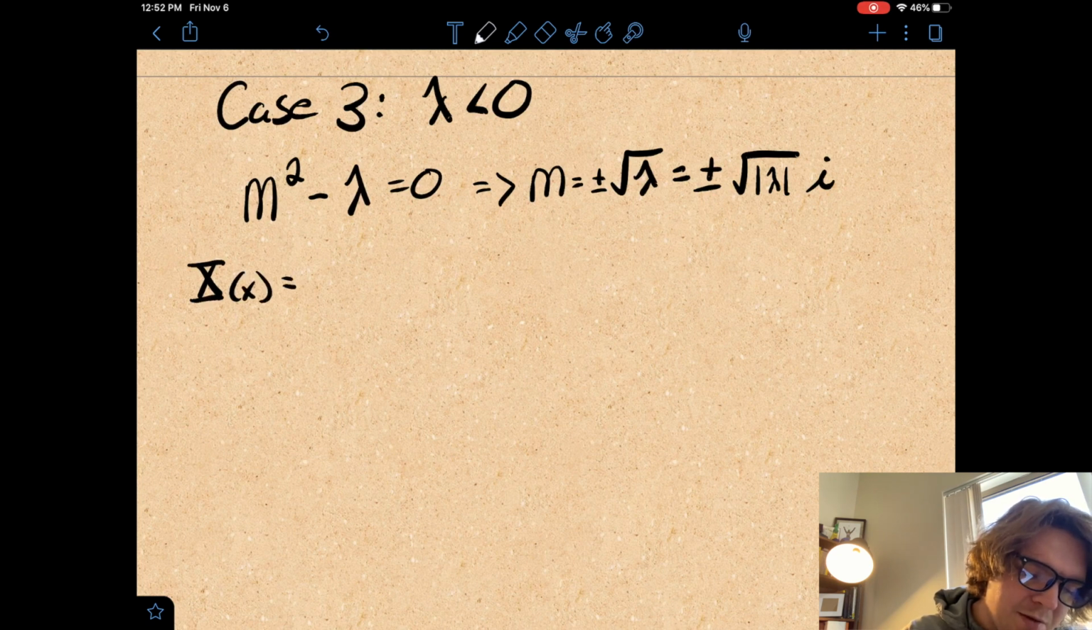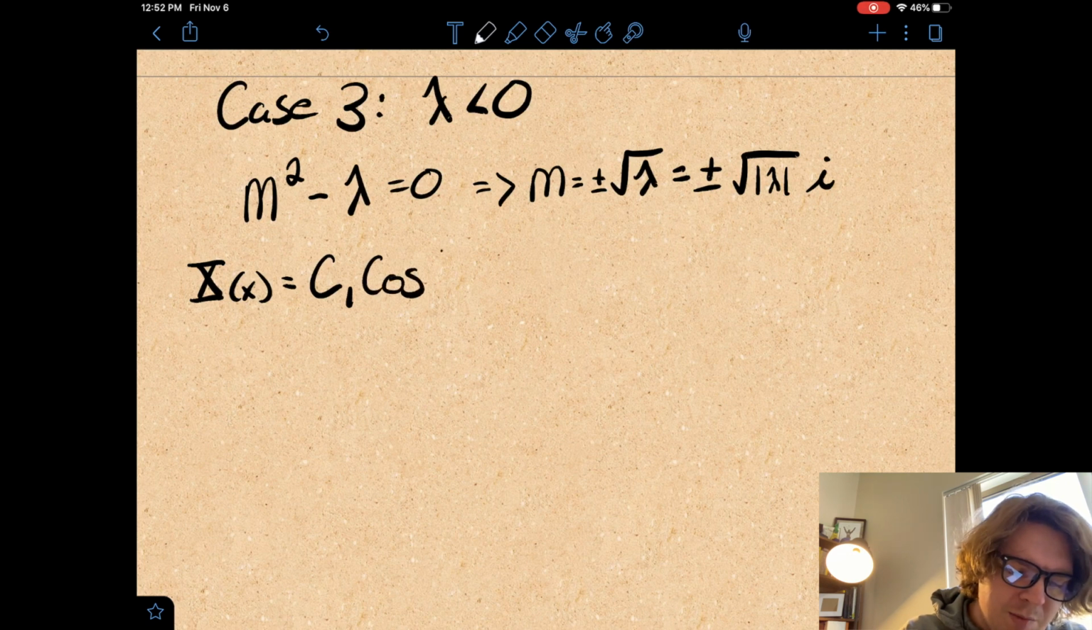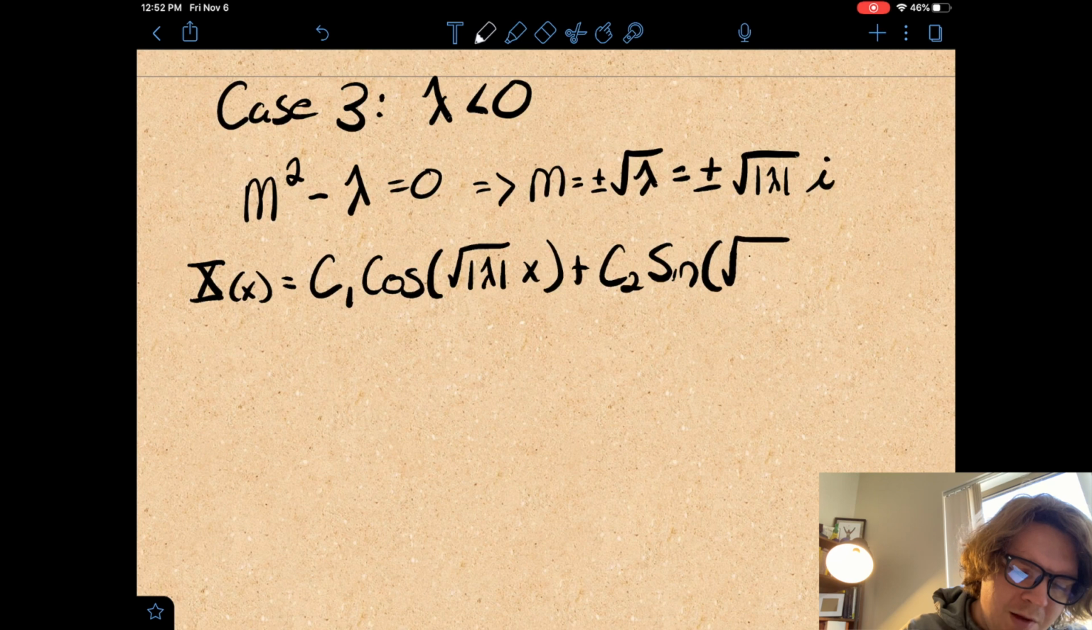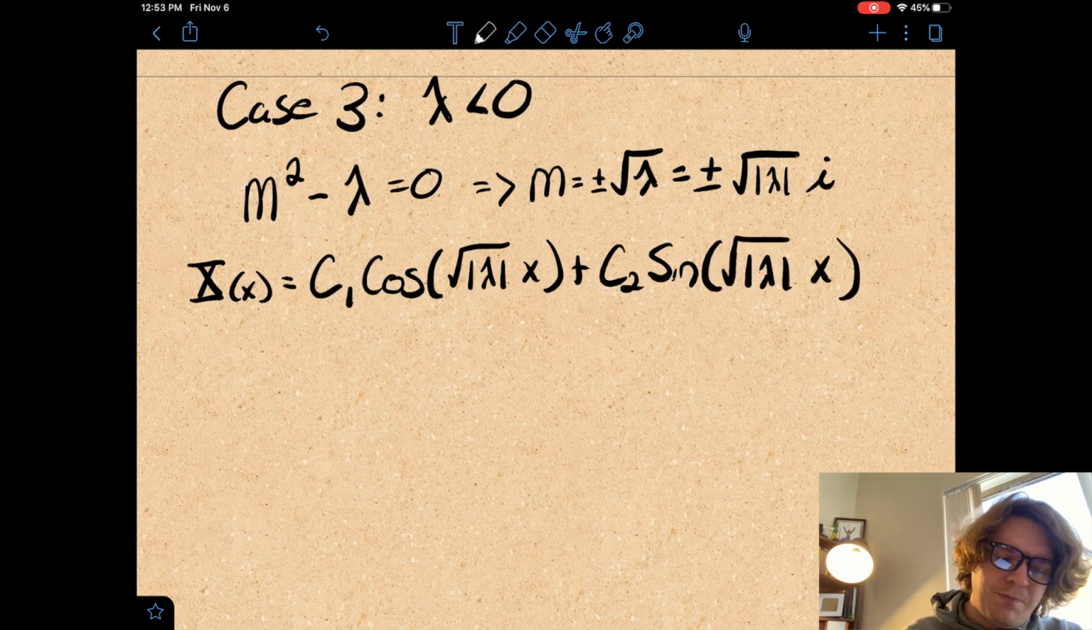All right, so here we can finally write down what X of x is going to be equal to in this third case. It's going to be in terms of sines and cosines. So let's write it as some c1 times cosine of the square root of the absolute value of lambda times x plus some c2 times sine of the square root of the absolute value of lambda times x.